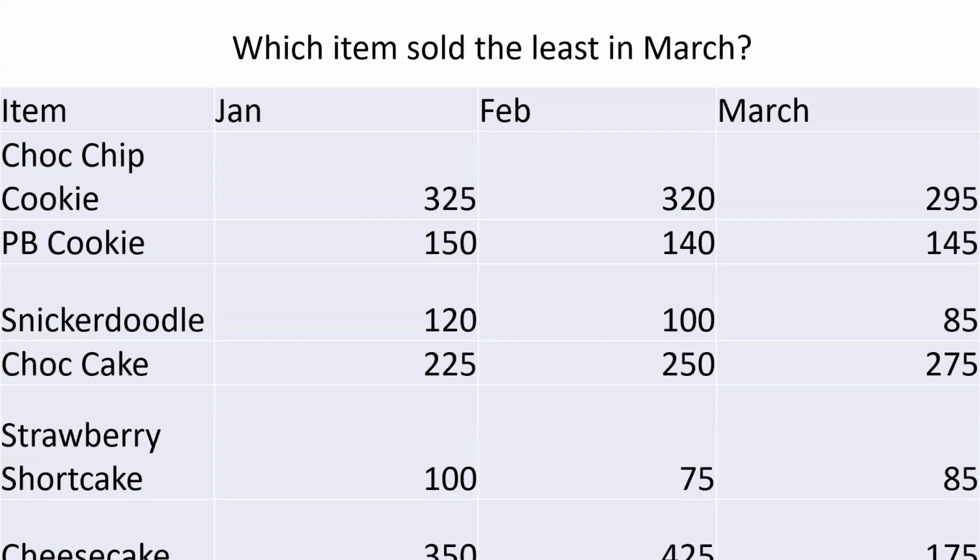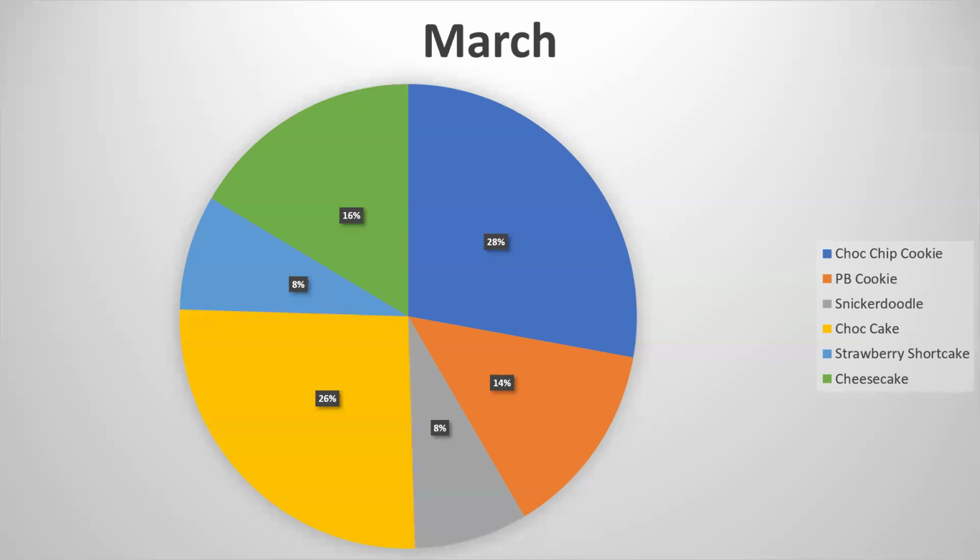Which one sold the least in March? Okay, so we go down the list in March and figure out which one has the least. But now if we just open it up as a picture, as a pie chart, I know those percentages are kind of hard to see, but we would have 8% and 8%, the smallest pieces of the pie. So that's strawberry shortcake and snickerdoodle.